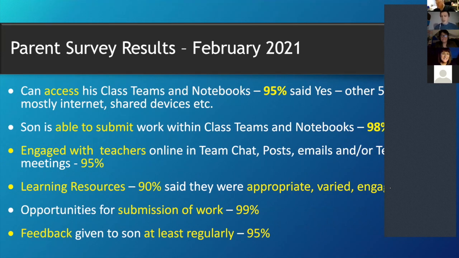Okay, and just to give you an idea then, so we had our survey, fairly open-ended. These are the sort of questions we asked parents. And so therefore, in terms of can they access the work, 95% yes, 5% largely because of either shared devices or internet issues that covered that. Is my son able to submit work? 98% yes. Is he engaged with his teachers online and communication and so on? 95% yes. Learning resources, are they appropriate, varied and engaging? 90%. Opportunities for submission of work, 99%, and feedback given to his son at least regularly, 95%.